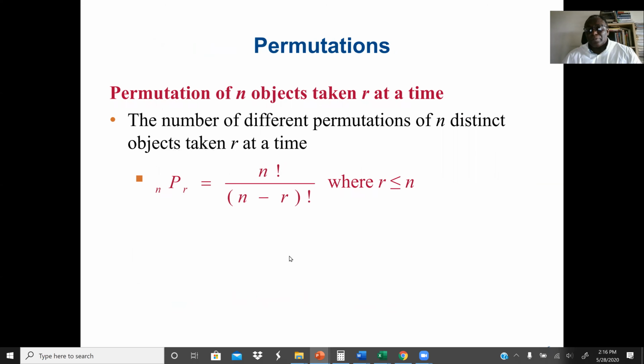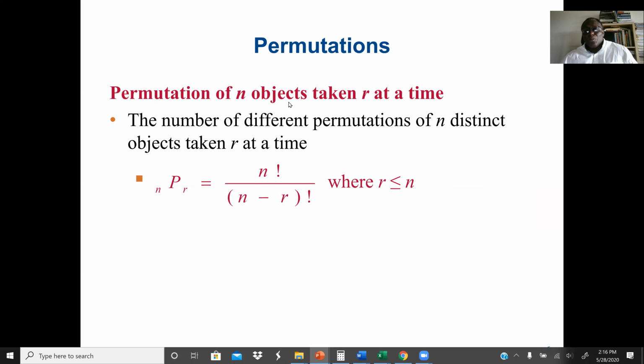But here, let's assume we have 9, but we want to take 6. What is the possible combination of 6? The order is very important. So A, B, C is not the same as B, C, A. They are 2 different ones. We will come to combination later. In combination, A, B, C and C, B, A are the same because the order is not important.